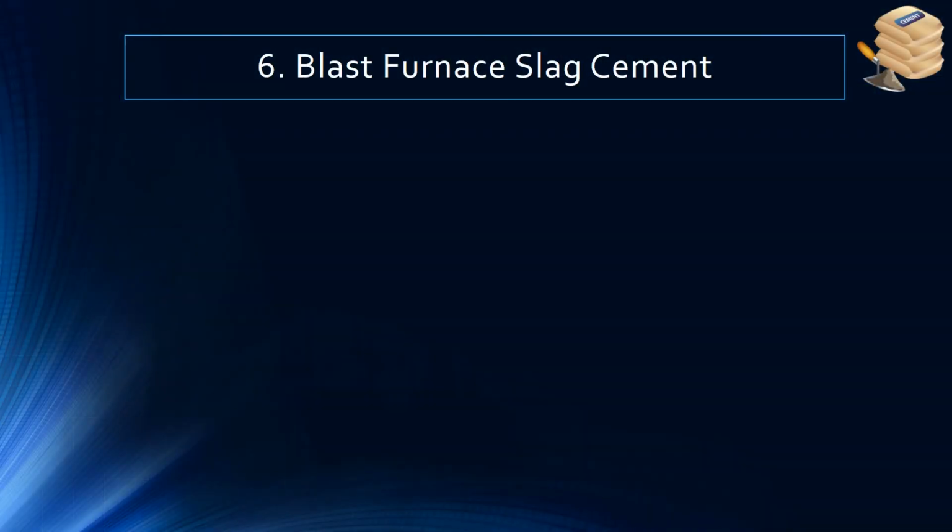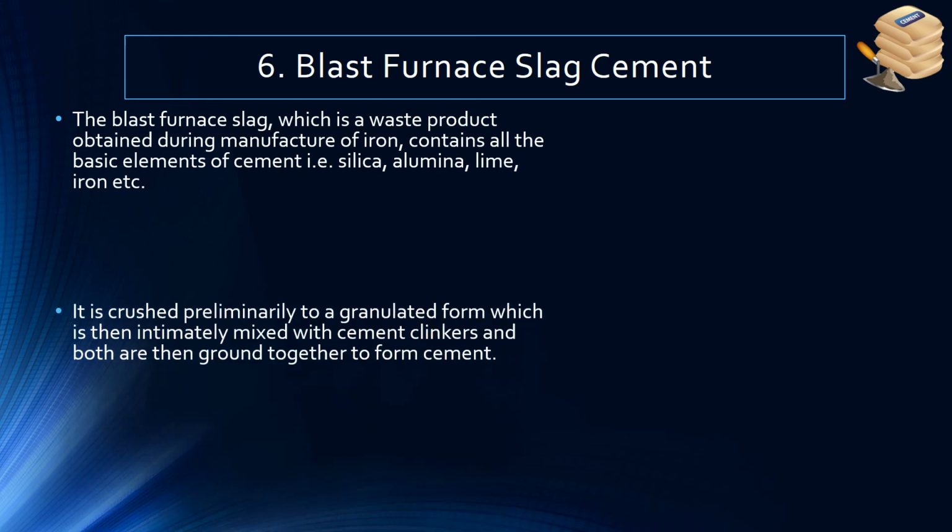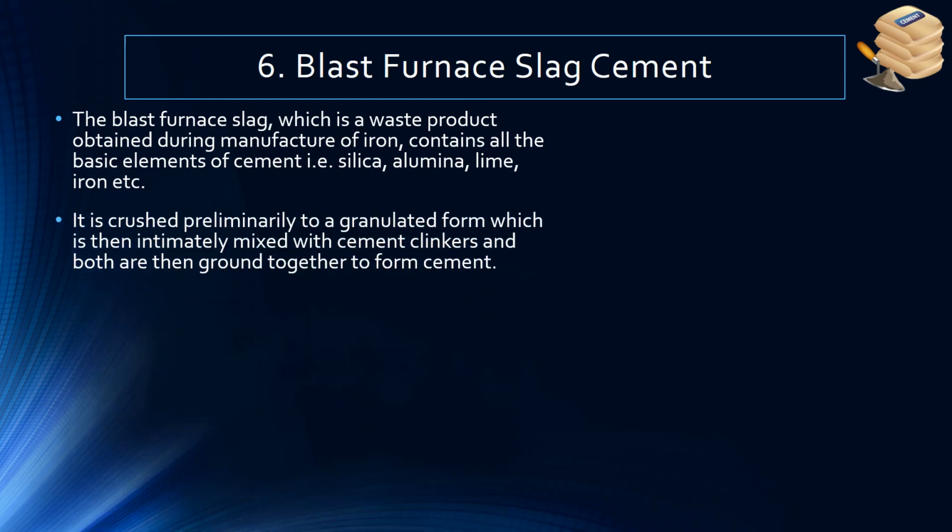Then, sixth type of cement is blast furnace slag cement. The blast furnace slag, which is a waste product obtained during manufacture of iron, contains all the basic elements of cement, that is silica, alumina, lime, iron, etc. It is crushed or preliminary to granulated form, which is then intimately mixed with cement clinkers, and both are then ground together to form cement.